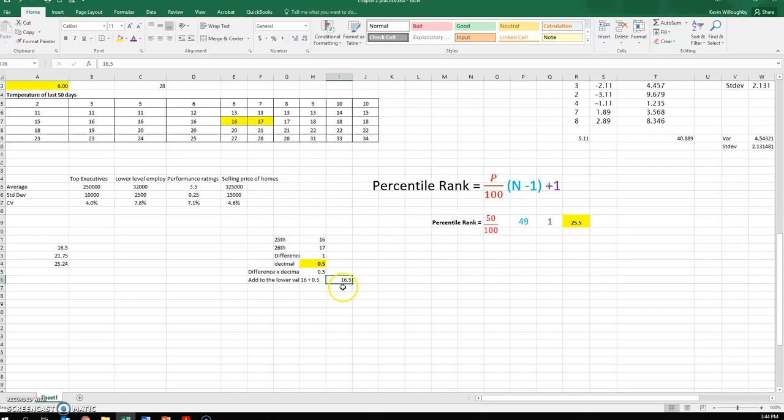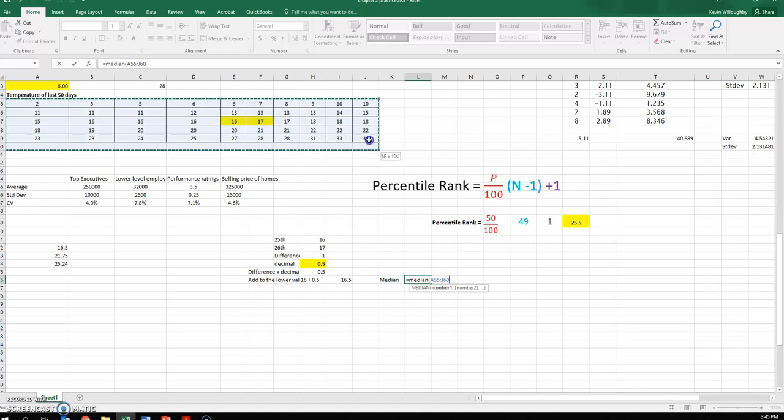That would mean that 50% of the temperatures in the last 50 days were above 16.5 and 50% were less than 16.5. Just as an interesting bit of information here, keep in mind that the median is the same as the 50th percentile. So we can calculate the median by using the function we learned about, which should give us a value of 16.5.